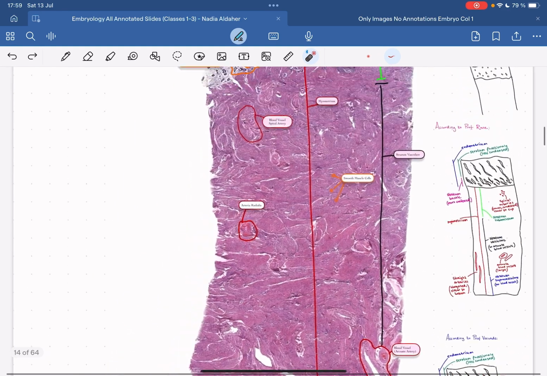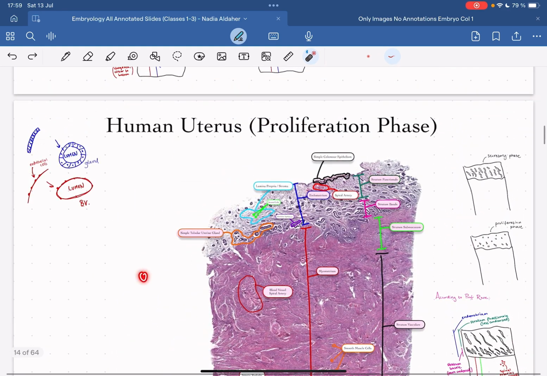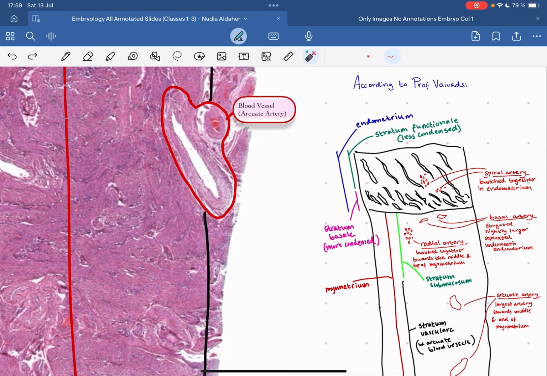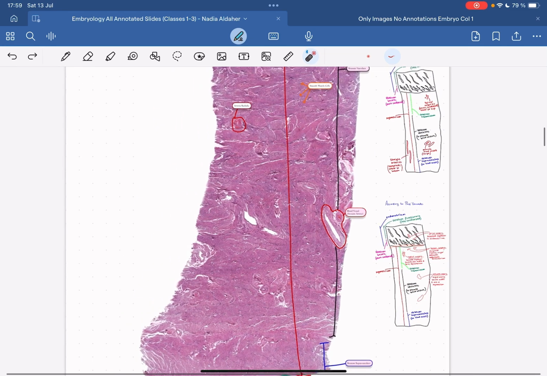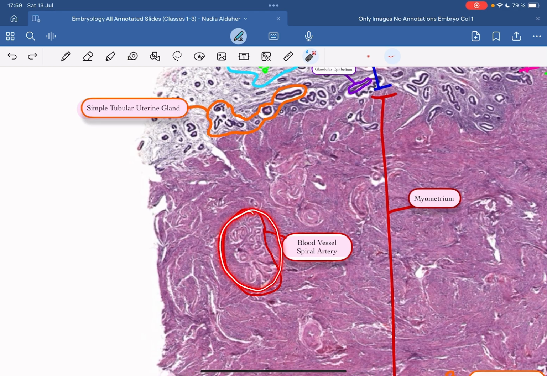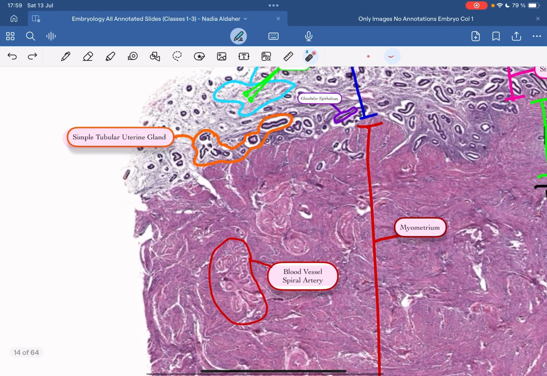Although he does agree that the spiral artery appears like a grape-like bunch or format, he does not agree that we can find them in the myometrium or in this area, right? So while this could be a spiral artery according to Professor Ronne, this would more likely be a radial artery according to Professor Vaivads. Radial artery.